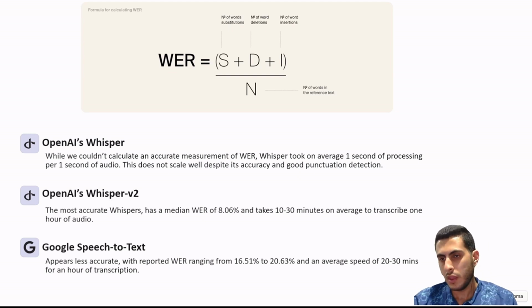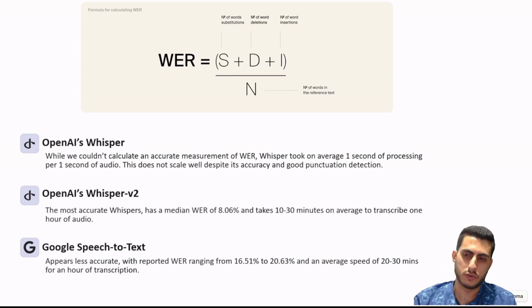Now, for our use case, we used OpenAI's Whisper version 1. While we couldn't calculate an accurate measurement of the word error rate, Whisper took an average of 1 second of processing per 1 second of audio, and this of course does not scale well despite its accuracy and good punctuation detection. However, we came across a blog post done by Gladia. They performed some testing on Google speech to text, Whisper, and Amazon to determine which one is the better service.